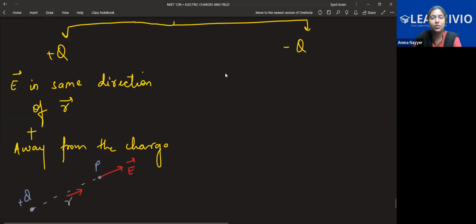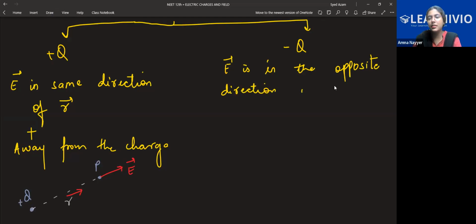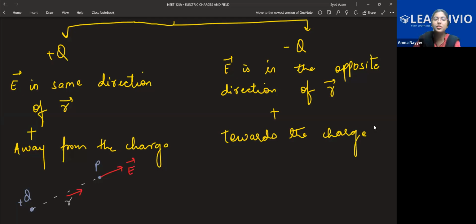If it is a negative charge, the electric field is in the opposite direction of r vector, plus it will be towards the charge. This is important. For the negative charge, many students don't know this, that this is towards the charge. Individually, you know these properties, but when it comes cumulatively, it combines the concept of the direction of field line with the concept of the direction of electric field with respect to the position vector.